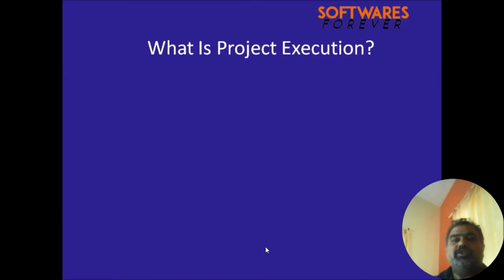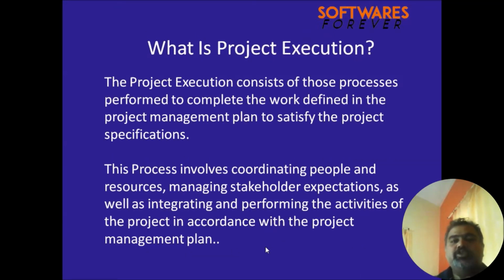So what is project execution? Project execution consists of those processes performed to complete the work defined in the project management plan to satisfy the project specifications. This process involves coordinating people and resources, managing stakeholder expectations, as well as integrating and performing the activities of the project in accordance with the project management plan.